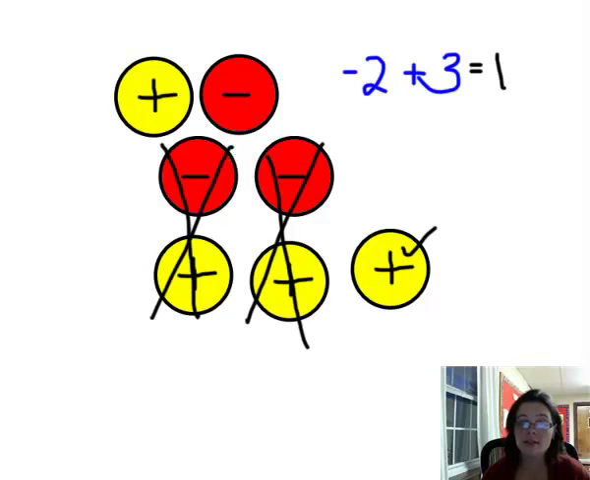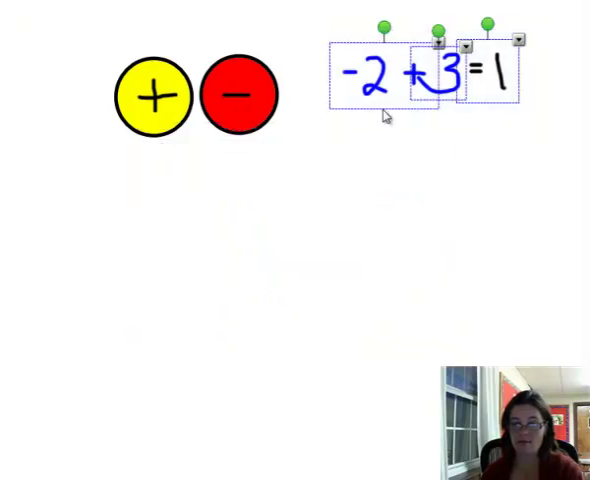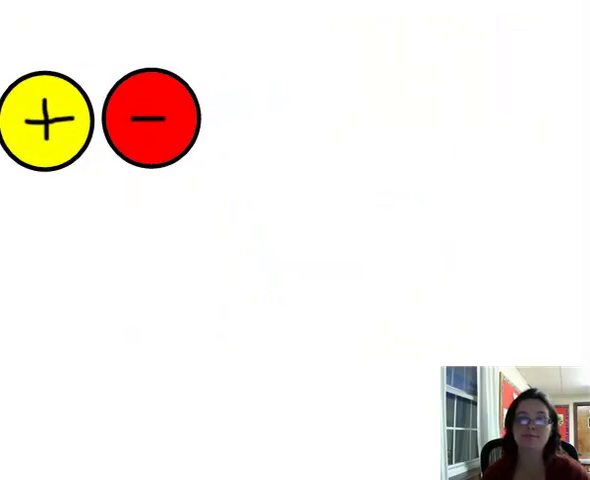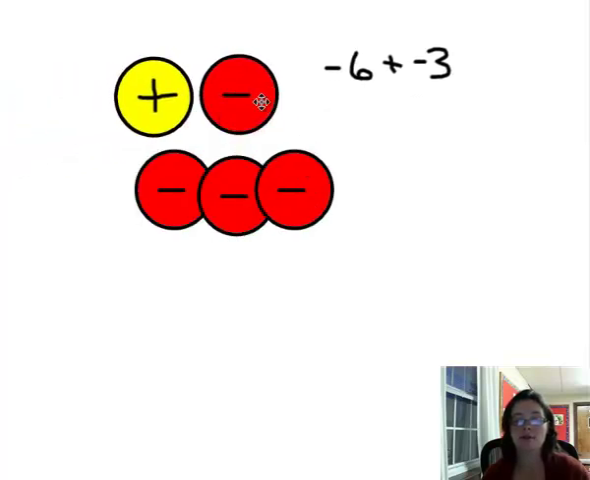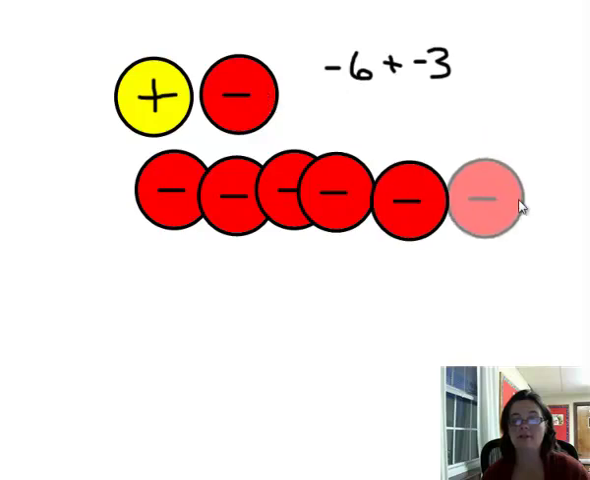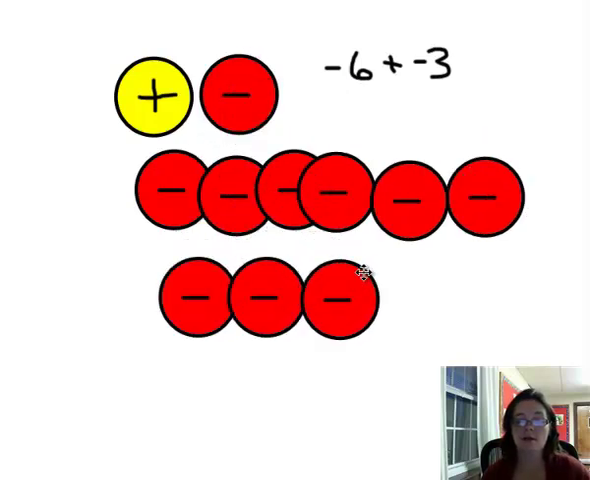Now it also works in the instances where we end up with a negative number. So for example, say I had -6 plus -3. Well, 1, 2, 3, 4, 5, 6 plus 1, 2, 3.